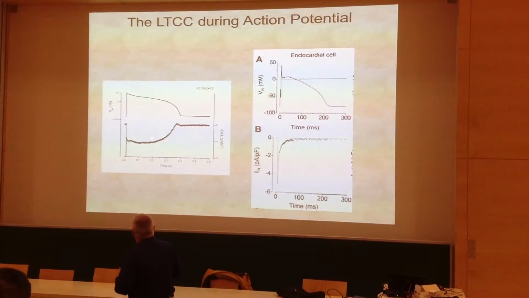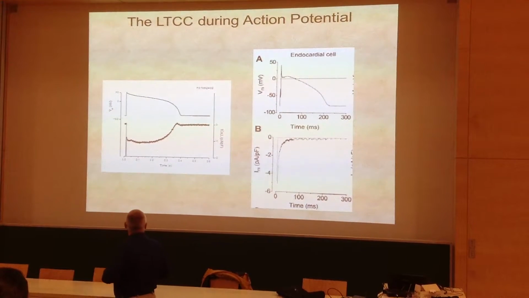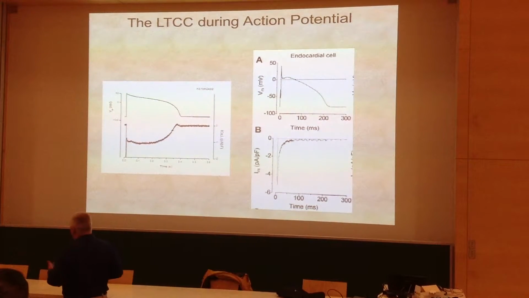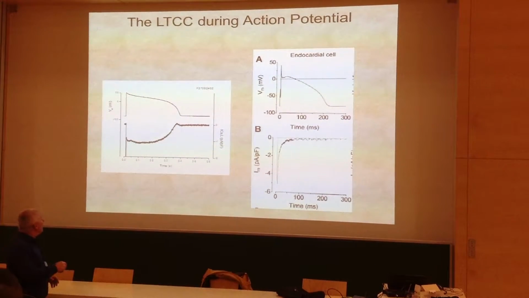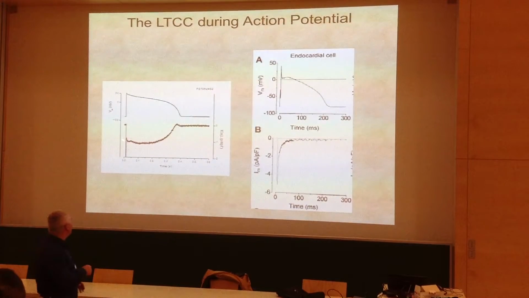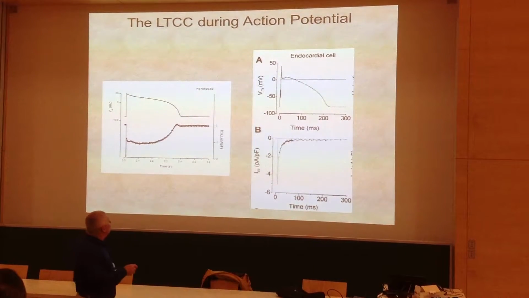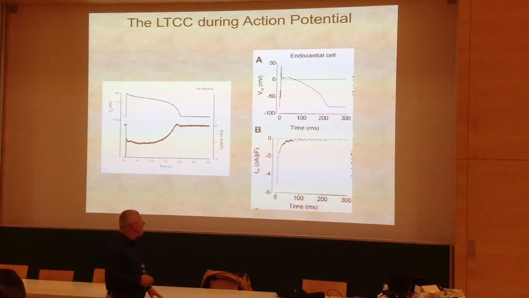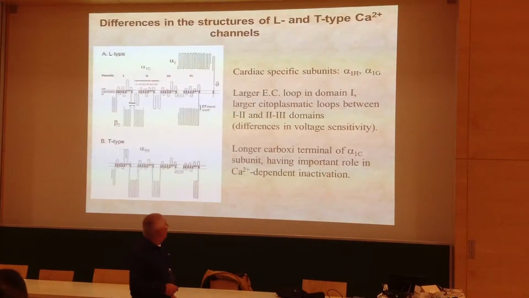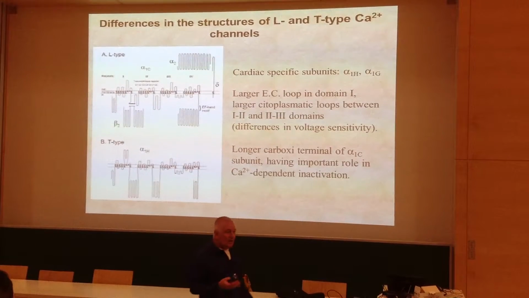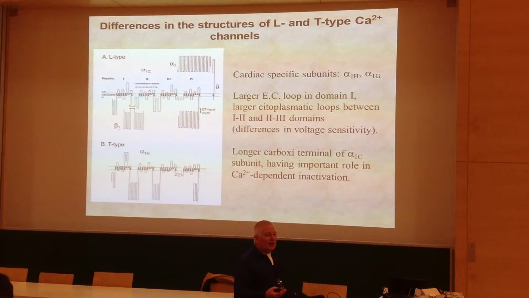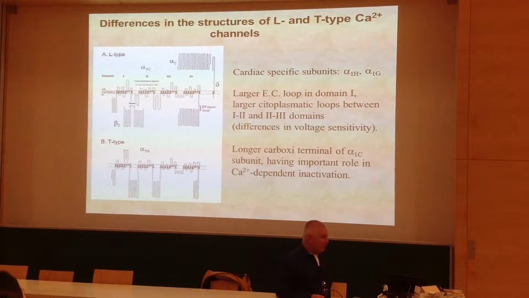The calcium current flows during the cardiac action potential, and depending on the cell type, the dynamics of the calcium current can be very different. It can flow during the whole plateau, or in the endocardial cells for a short time, but basically it has the same function: to drive contractility, to activate the calcium release from the sarcoplasmic reticulum.